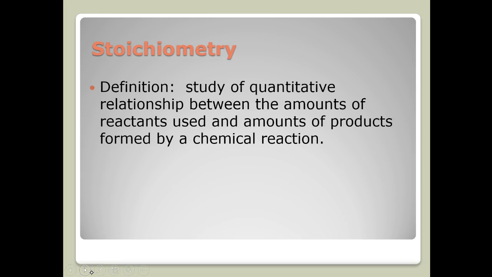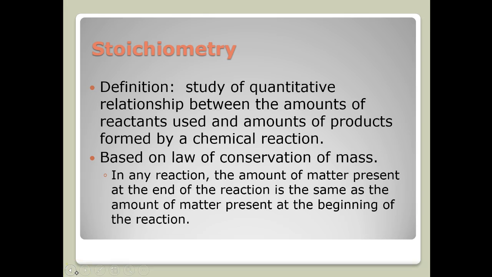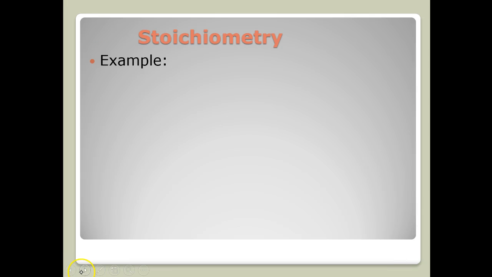So, the definition of stoichiometry is very technical. This is a study of quantitative relations between the amounts of reactants used and the amounts of products formed by a chemical reaction. Basically what it means is how much you start with determines how much you get at the end. It's based on the law of conservation of mass, that the amount of matter that you start with has to equal the amount of matter at the end. And you can't just suddenly create it.